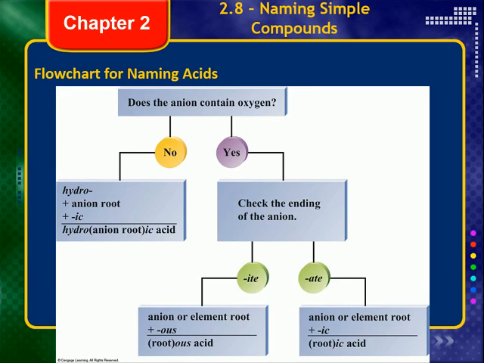So again, looking at a flowchart, after you identify that it's an acid by that hydrogen out in front, ask yourself, does the anion contain oxygen? If no, you start the name with hydro, use the root of the anion's name, and add IC instead of the last syllable. If the anion does contain oxygen, check the ending of the anion's name. Does it end in ITE or ATE? If it ends in ITE, you're going to have something-OUS acid. If it ends in ATE, you're going to have something-IC acid.